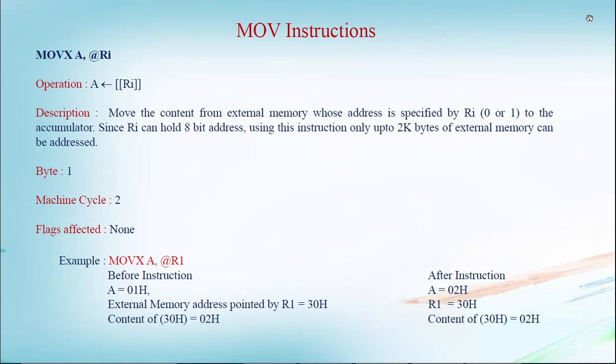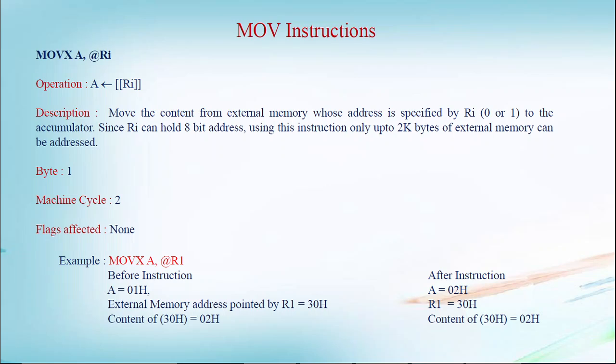MOVX A comma @Ri. X indicates external. This instruction moves the content from external memory, whose address is specified by Ri, 0 or 1, to the accumulator. Since Ri can hold an 8-bit address, using this instruction only up to 2 kilobytes of external memory can be addressed. So 1 byte, 2 machine cycles.